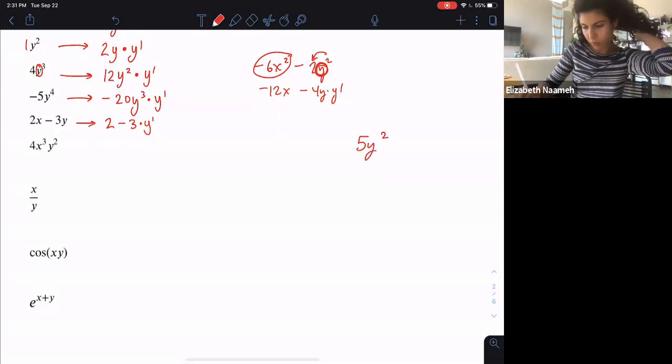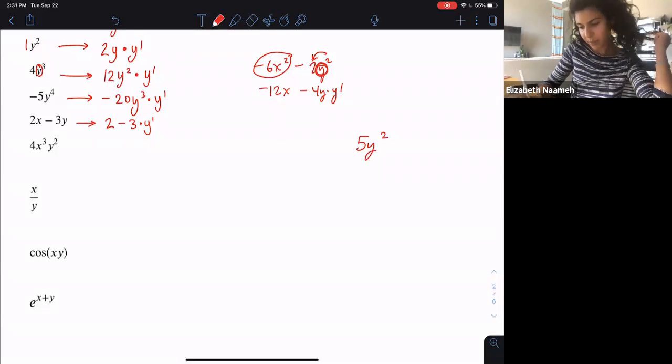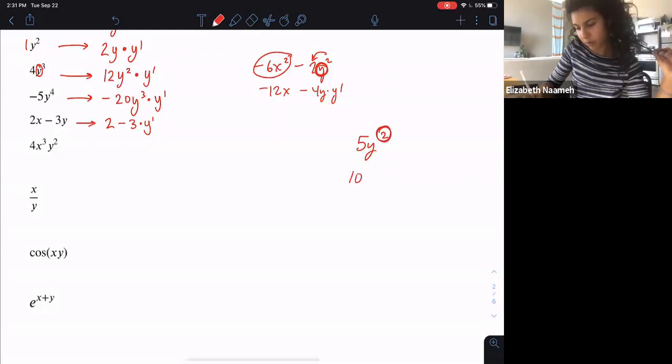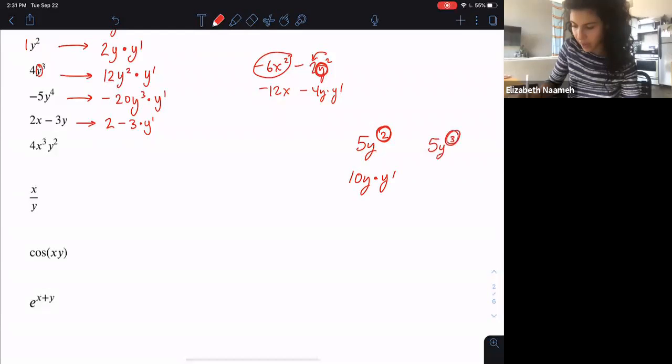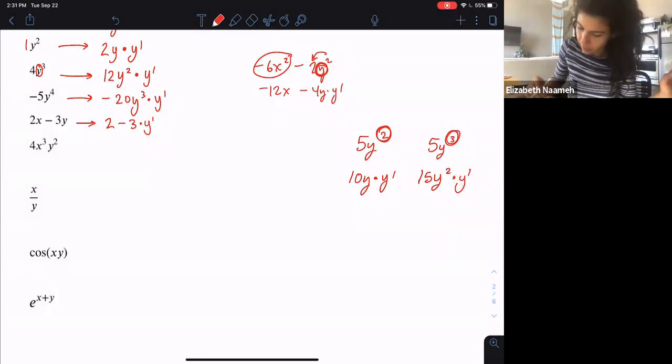Check this out. What's the derivative of that? I see a power, so I'll use the power rule. 10y to the power of 1, followed by the chain rule. Again, I see a power, so power rule, 15y squared, followed by the chain rule, the derivative of y. Is that better?